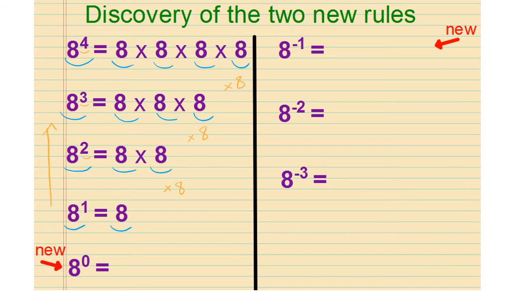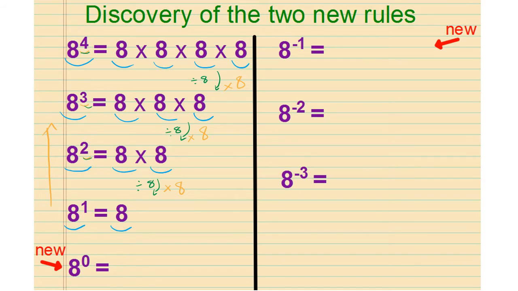Now, we are going to follow the same pattern, this time backwards. Instead of multiplying by 8, each time we go down, we will be dividing by 8. Then you will have one less 8. If you divide by 8 again, you will have one less 8. And as we divide by 8, our exponent is also decreasing by 1. 4 to 3 and 2 and 1, our exponent is decreasing by 1.